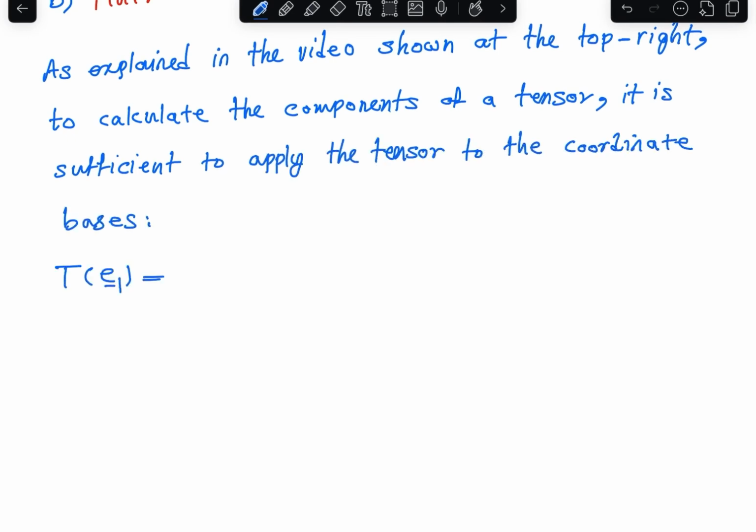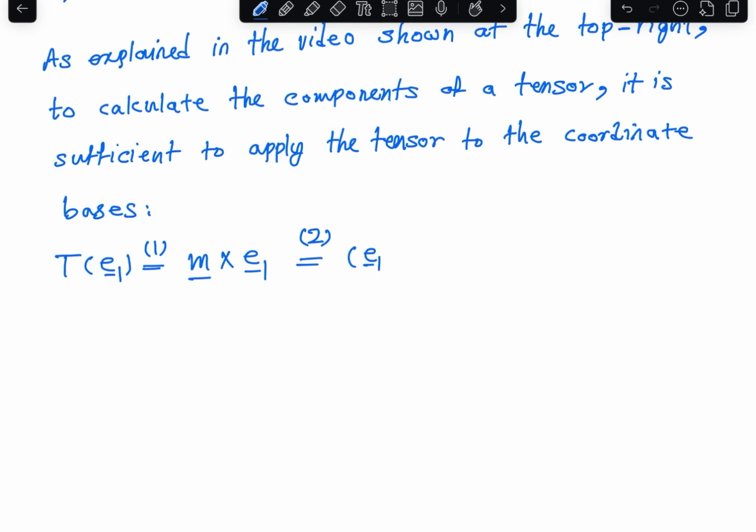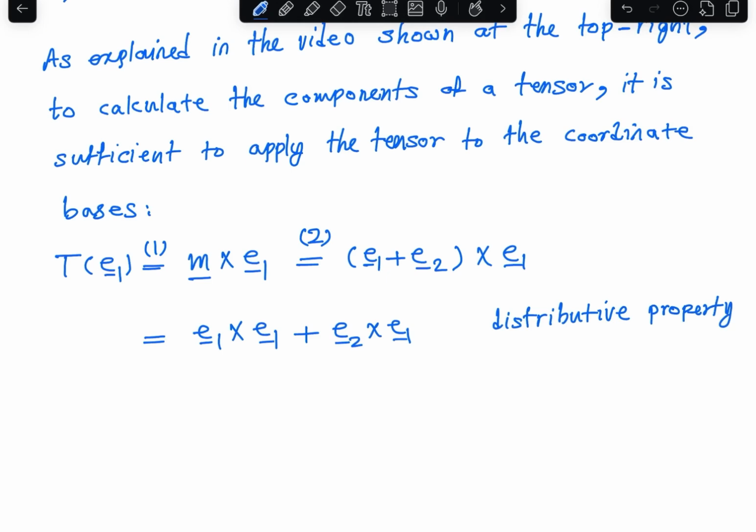Transformation of E1 is equal to M cross E1. From the definition of vector M, it is equal to E1 plus E2 cross E1. Using the distributive property, we will have E1 cross E1 plus E2 cross E1. E1 cross E1 is equal to 0 and E2 cross E1 equals negative E3.